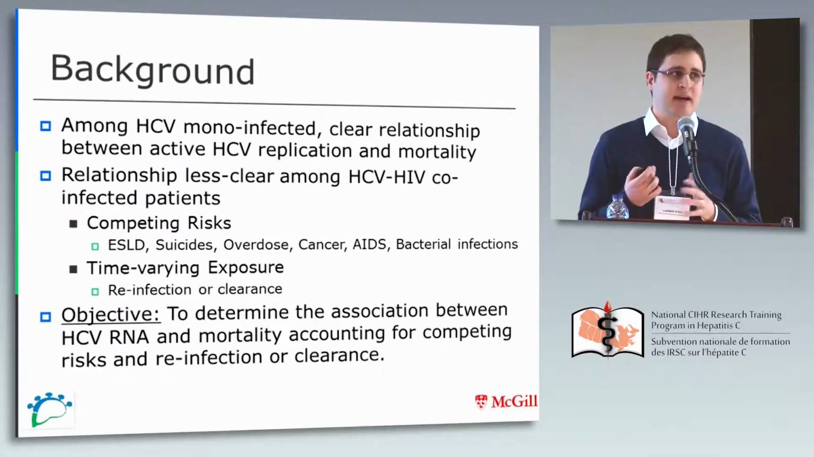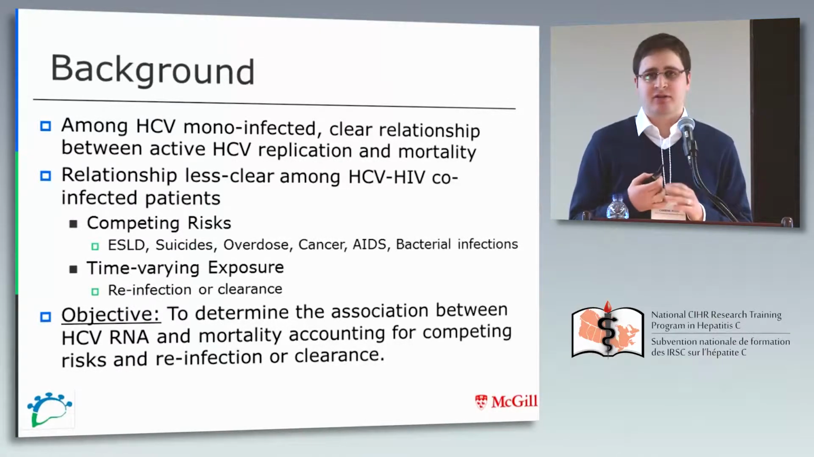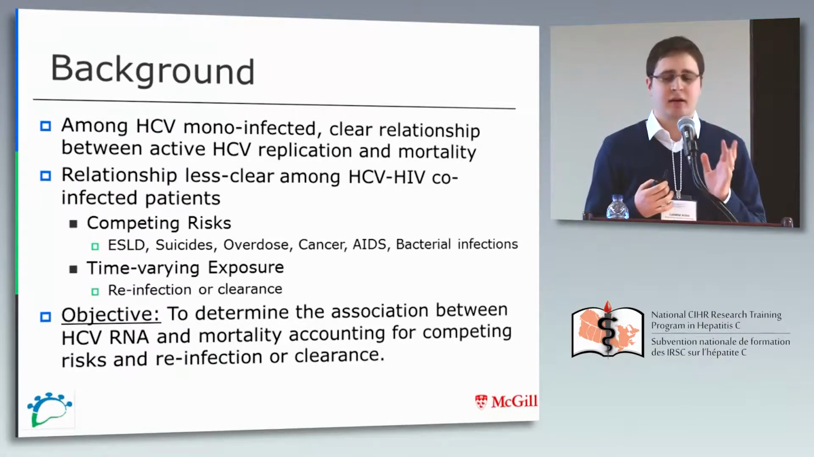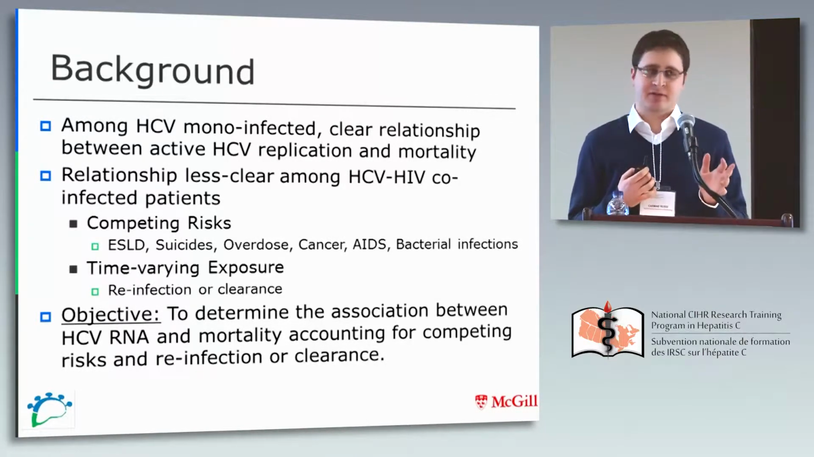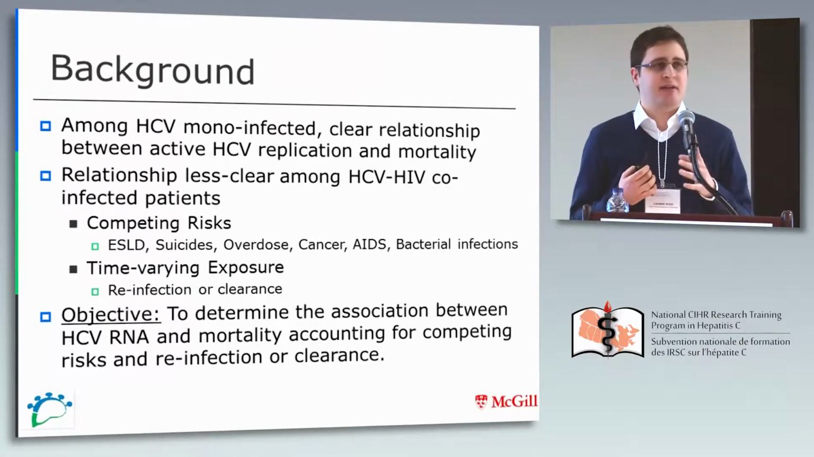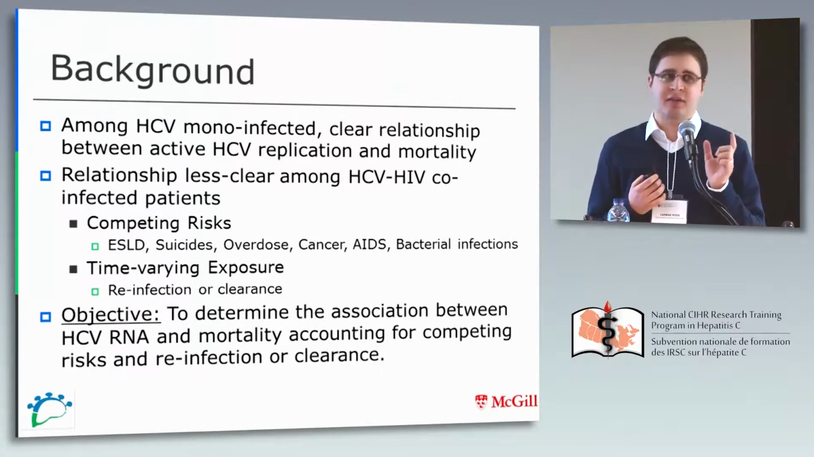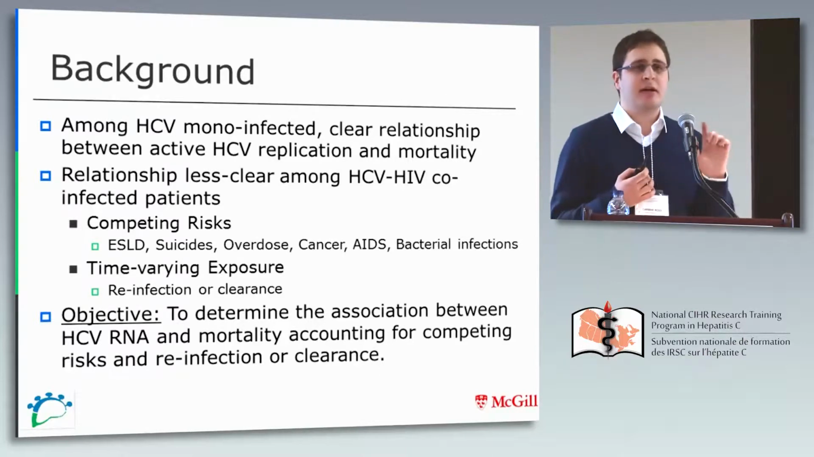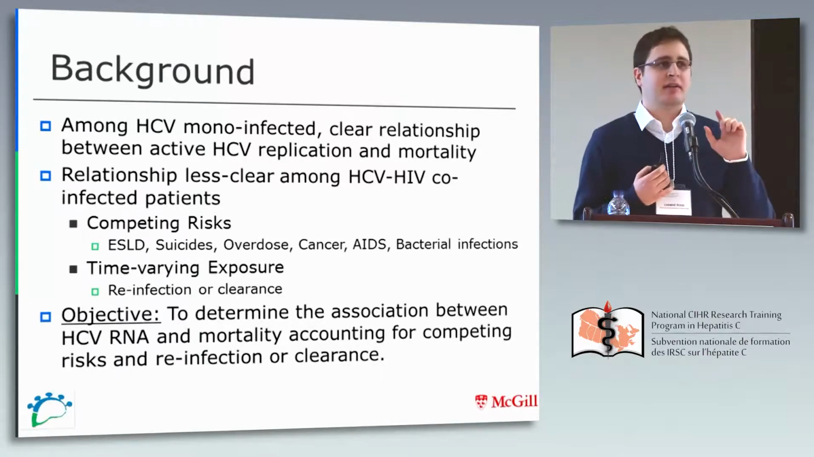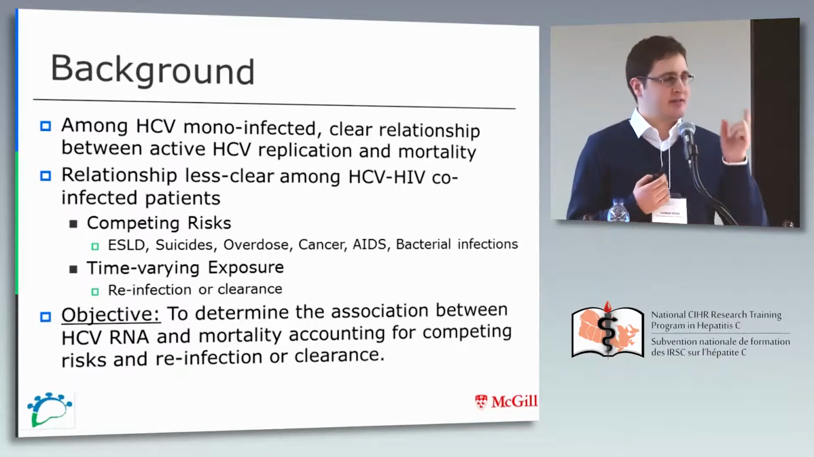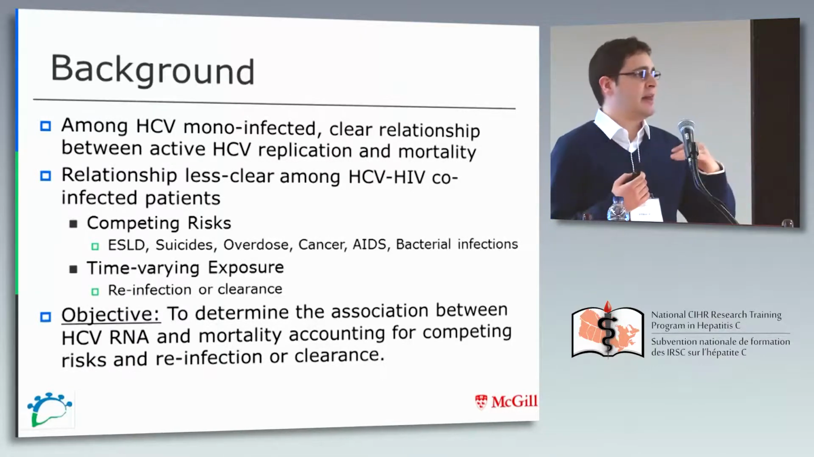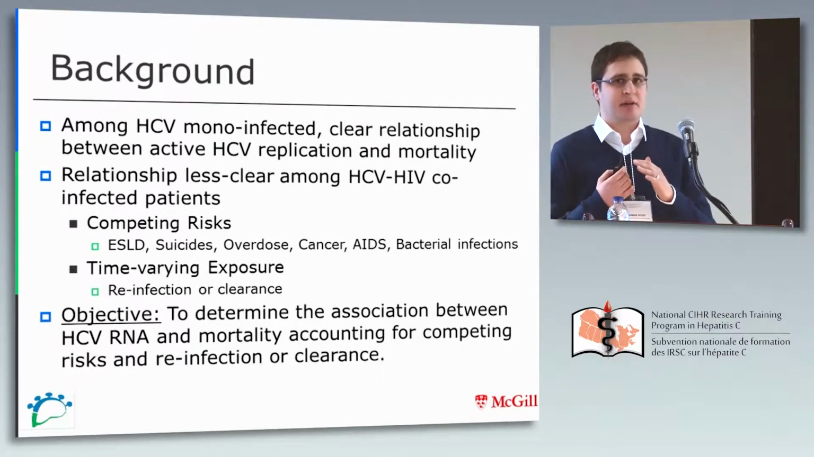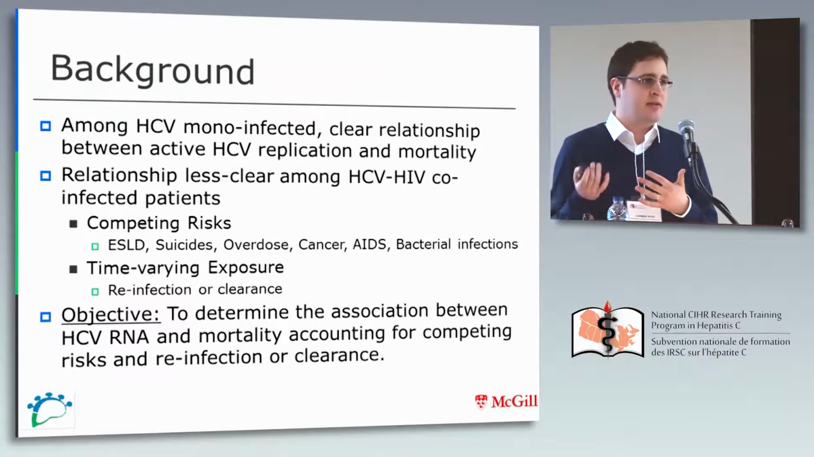This has not been accounted for very much in the literature, and so this is something I'm going to apply in my research. In addition, other epidemiological studies that looked at the association between HCV RNA status and mortality in co-infected populations have not really defined their exposure that well. Most of them defined their exposure of HCV RNA status just once at baseline, and then assumed that over time the study participants would remain HCV RNA either positive or negative.